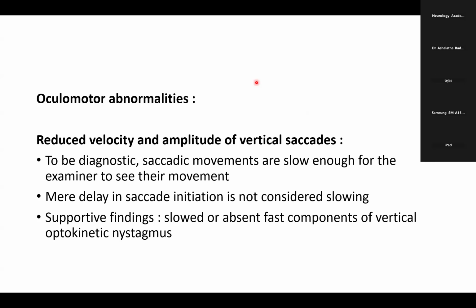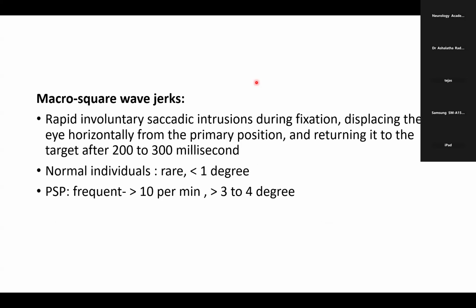The other supportive findings, such as slowed or absent fast components of the vertical optokinetic nystagmus, I have tried to show in one more video. There is also appearance of macro square wave jerks. These are rapid involuntary saccadic intrusions during fixation, displacing the eye horizontally from the primary position and returning it to the target after a span of 200 to 300 milliseconds.